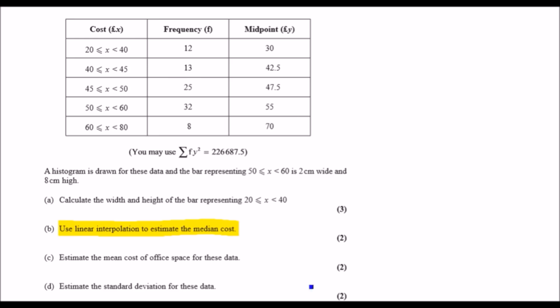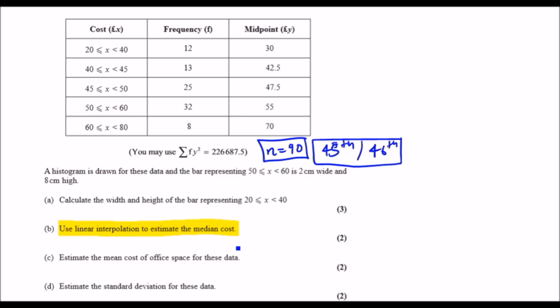So looking at this worked example, we're going to look at part B. That's going to be use linear interpolation to estimate the median cost. Now, firstly, what is the median? The median is actually the middle person or middle value of the data set. First things first, we look at the frequency and we know straight away that the total should be 90. It's technically given. And we know that the median lies somewhere in the middle. So it should be the 45th, or you can also say (n+1)/2, the 46th person. Either way, you'll get about the same result.